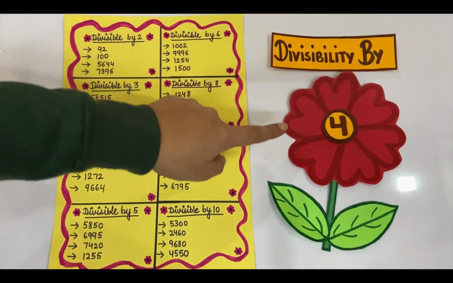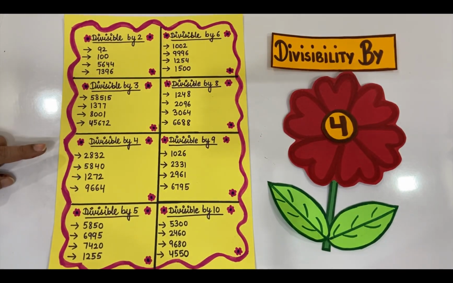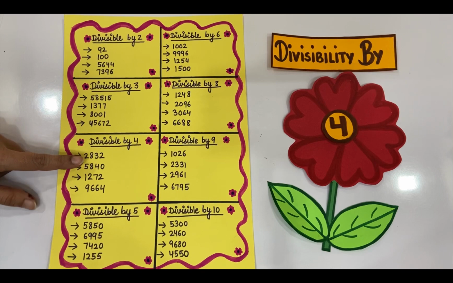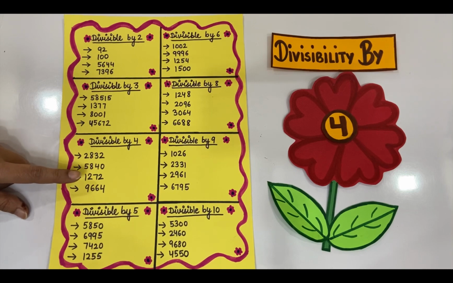Now divisibility by 4. If the last two digits are divisible by 4, then the whole number is divisible by 4. For example, 2832, 5840, 1272, 9664.